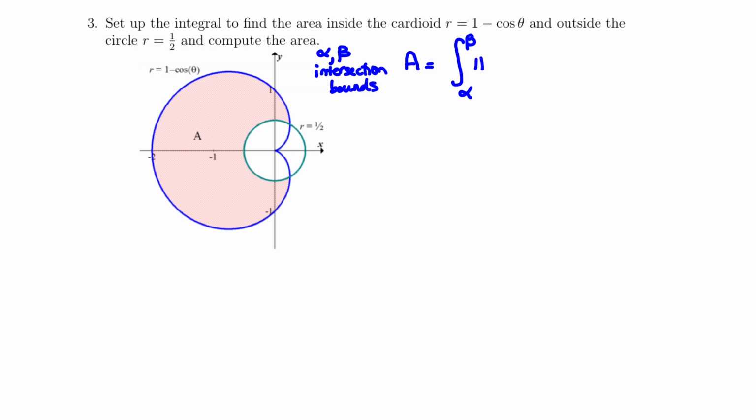And our formula would be 1/2 outside curve squared minus 1/2 inside curve squared, d theta.